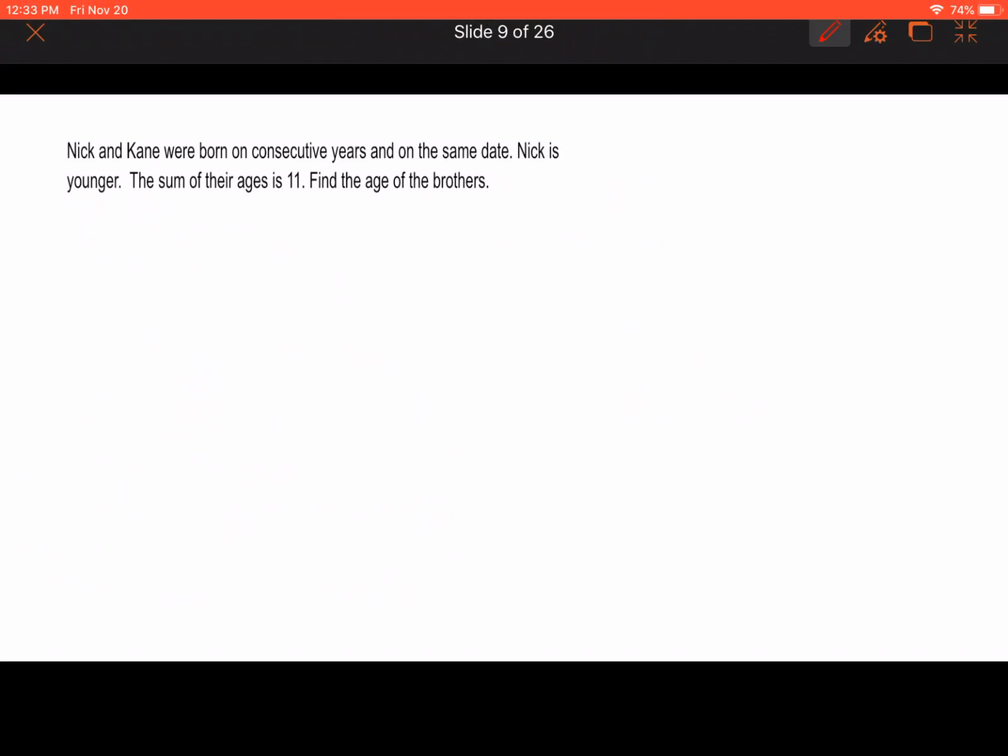Nick and Cain were born on consecutive years and on the same date. Nick is younger. So Nick plus consecutive years, that means plus 1 year Cain is born. The sum of their ages is 11. So Nick and Cain's age totally is equal to 11. Find the age of the brothers.